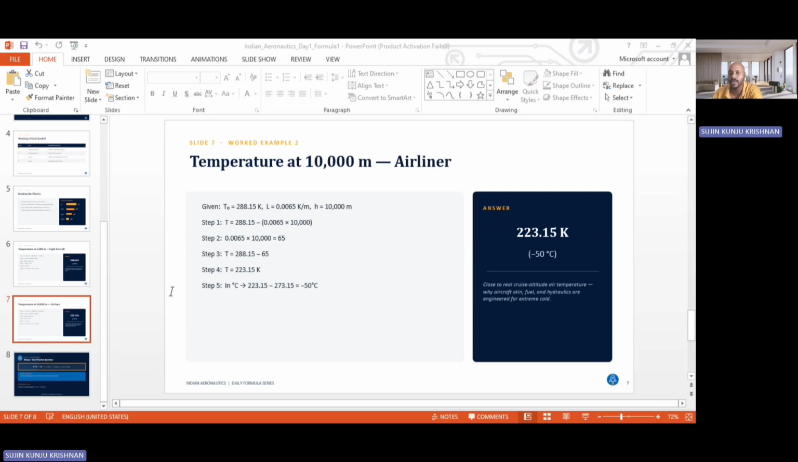288.15 minus 65 equals 223.15 Kelvin. In Celsius, that is 223.15 minus 273.15, which equals minus 50 degrees Celsius. That is genuinely close to the real outside air temperature airline passengers fly through, which is exactly why aircraft skin, fuel and hydraulic systems all have to be engineered for extreme cold.